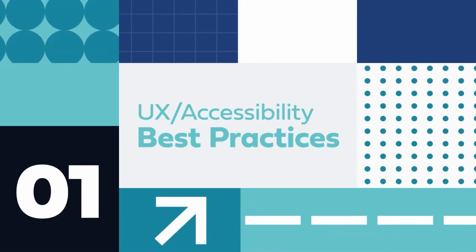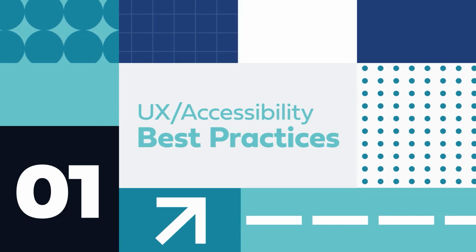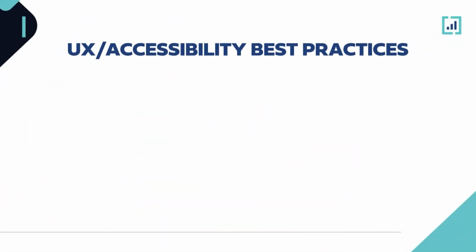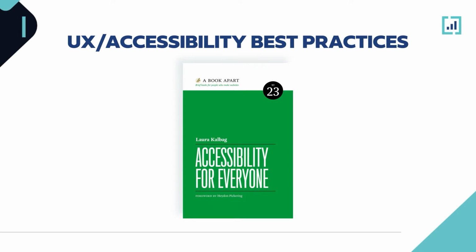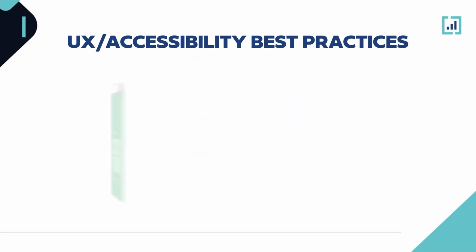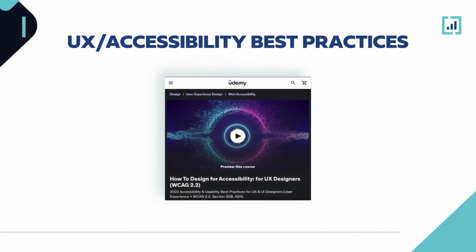So jumping into UX and accessibility best practices, the two sources that heavily influenced our best practices are Accessibility for Everyone by Laura Kalbag. That's an ebook put out by A Book Apart. A Book Apart does really good short form books on web design and coding topics. And then the other one is How to Design Accessibility for UX Designers by Liz Brown on Udemy. That was a great course, pretty short, and it really breaks down some good best practices.